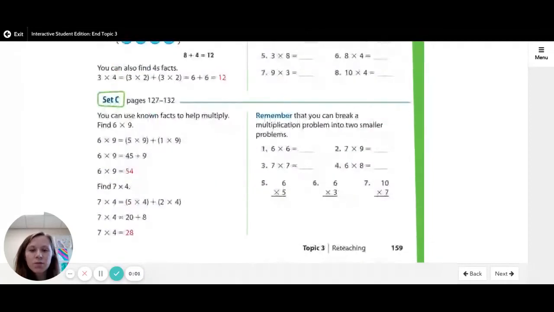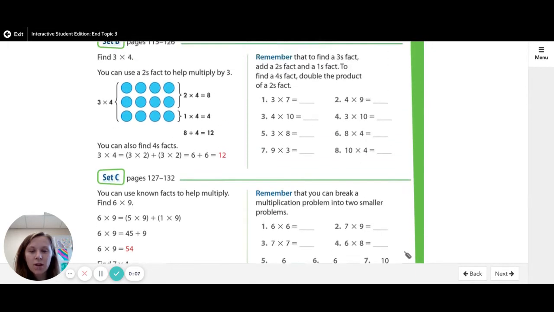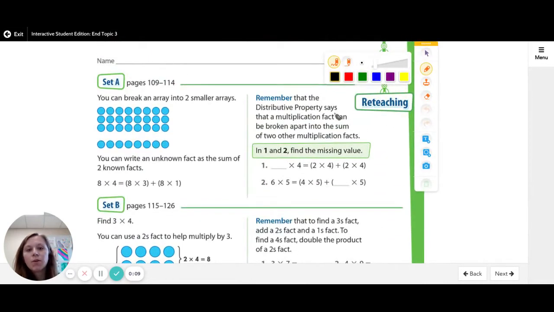So please make sure you have your math book out and you're on page 159. You can pause the video if you need to get your math book ready to go. Page 159. So remember with our reteaching or review pages, the left side just tells us an example and then the right side is where we will solve the problem.